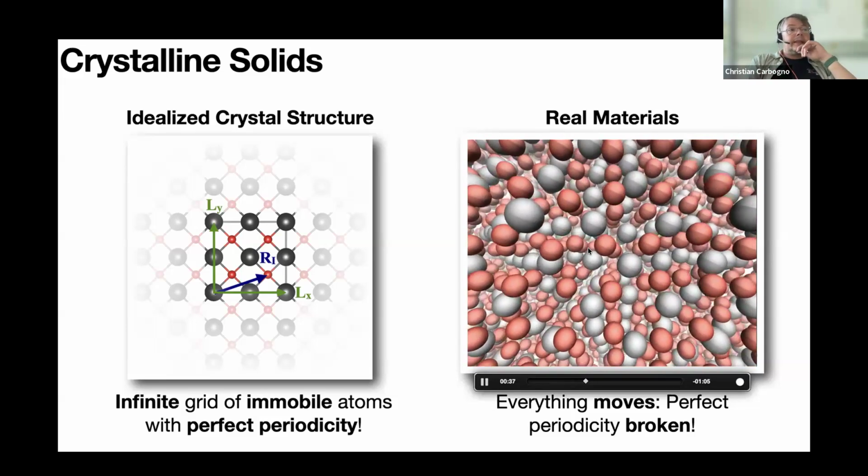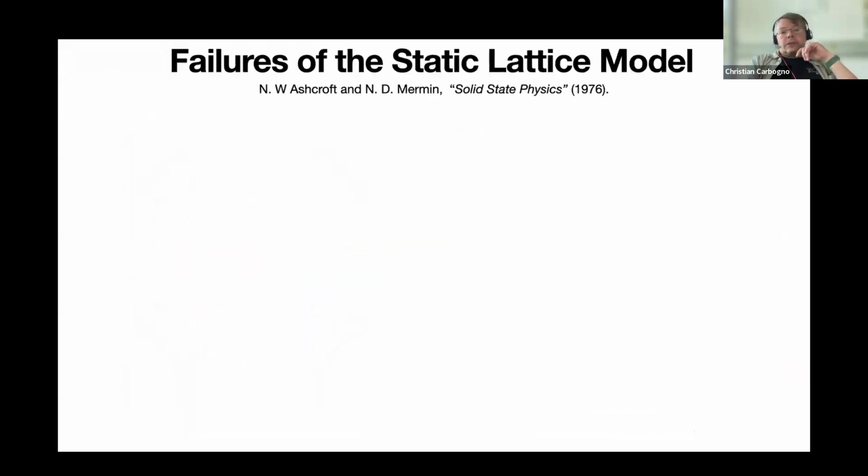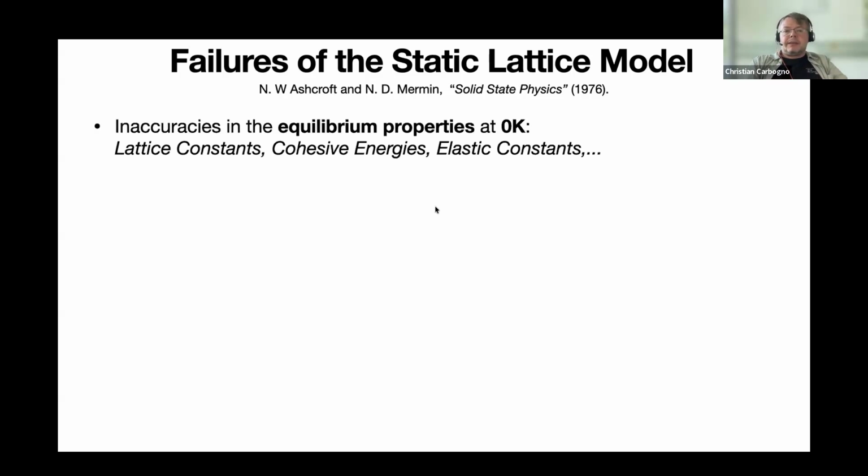Those important consequences are what you often call the failures of the static lattice model. That means these are problems or quantities that are not correctly described if you just stick to this picture of immobile nuclei that do not move. And this affects very fundamental properties. Even equilibrium properties at 0K, like lattice constants, energy, and elastic constants, are actually affected by these motions. At 0K, these might be smaller, minor corrections, but they're still present and measurable.